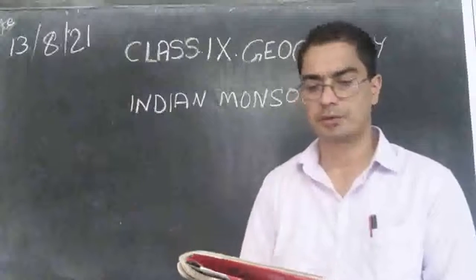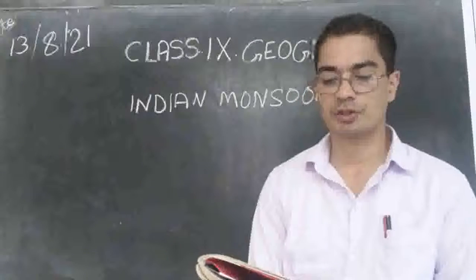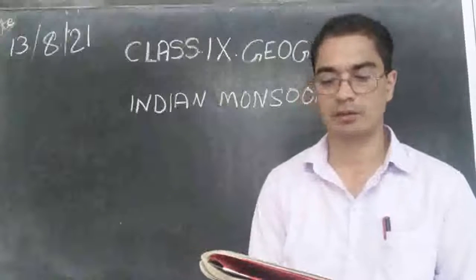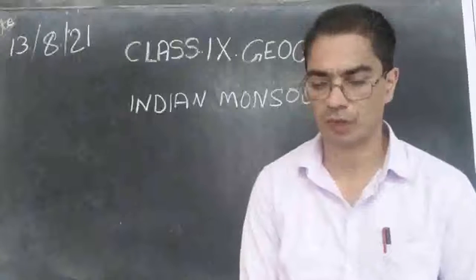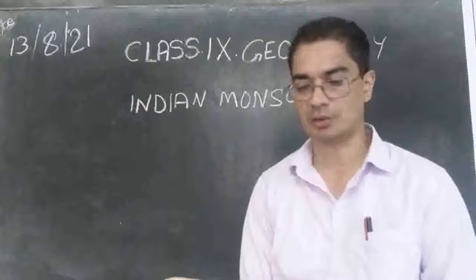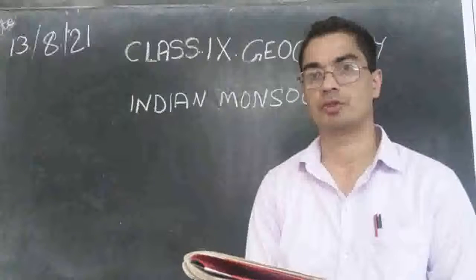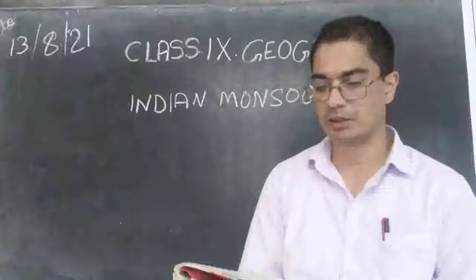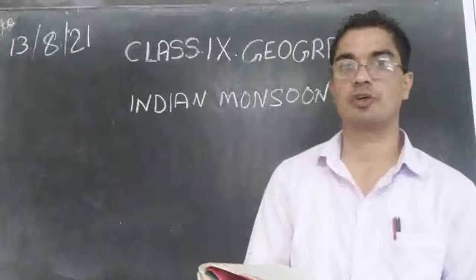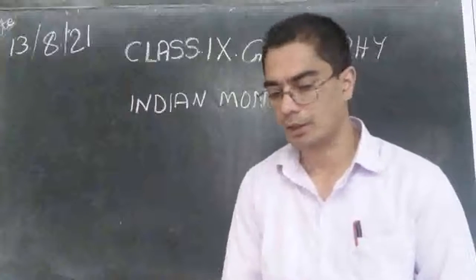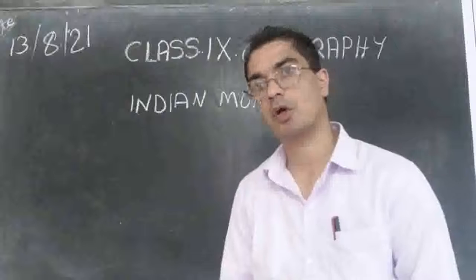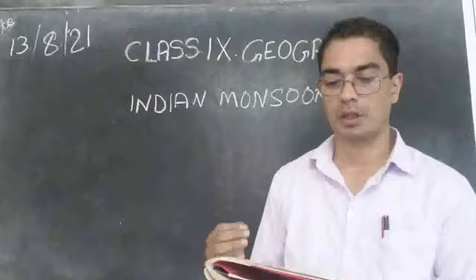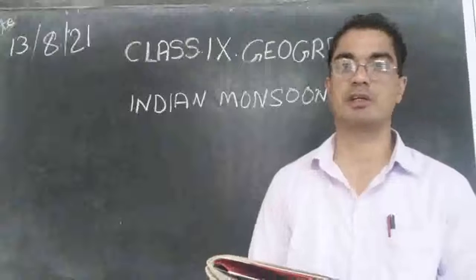Then the third thing is the presence of a high pressure area east of Madagascar, approximately at 20 degrees south over the Indian Ocean. The intensity and position of this high pressure area affect the Indian monsoon. So that is the third thing that is affecting the monsoon.